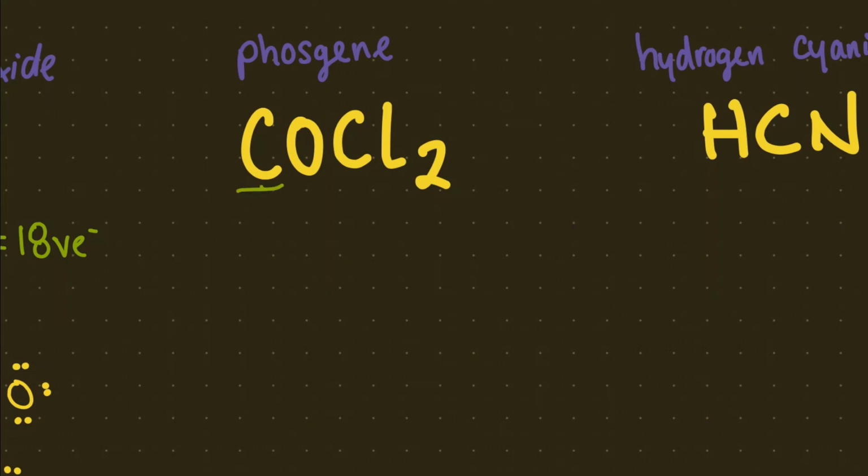So my carbon first has 4 valence electrons plus 6 from my oxygen, and then each of my chlorines has 7, so it's going to be 7 times 2. So then 14 plus 10 is 24 total valence electrons.